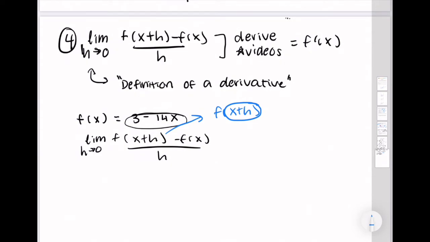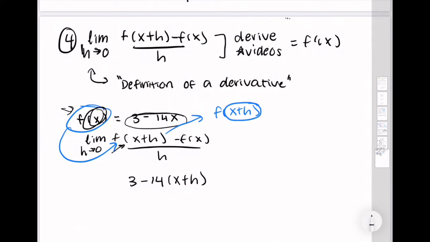So if we wanted to plug this function into here, I'll go back to the normal color, we would say 3 minus 14, but instead of x, you do x plus h, because you have to adapt this function so that where the previous function's x component is just x, this new component is x plus h. So now here you have 3 minus 14 times x plus h.